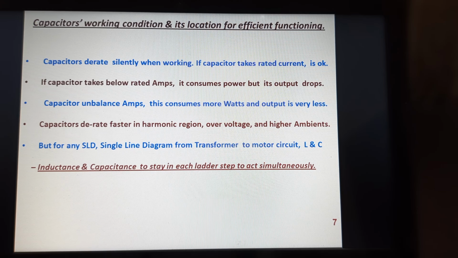But for any SLD, single line diagram, from the transformer to the motor circuit of your industry, the L and C, the inductance and capacitance, need to stay in each ladder step to act simultaneously. This only will definitely improve the power factor from the load end to the powerhouse and reduce the harmonics from the load end to the powerhouse.